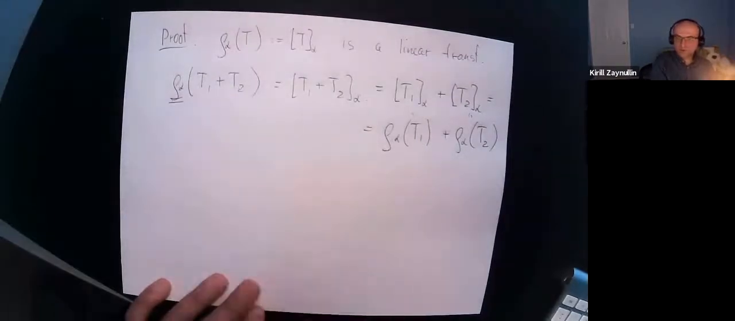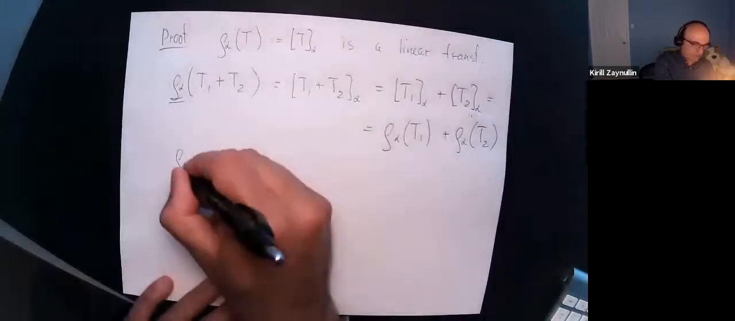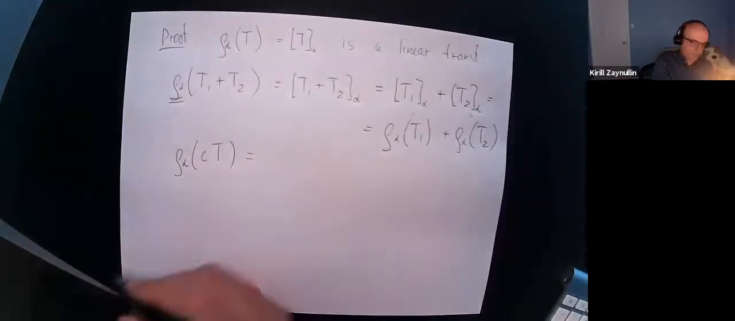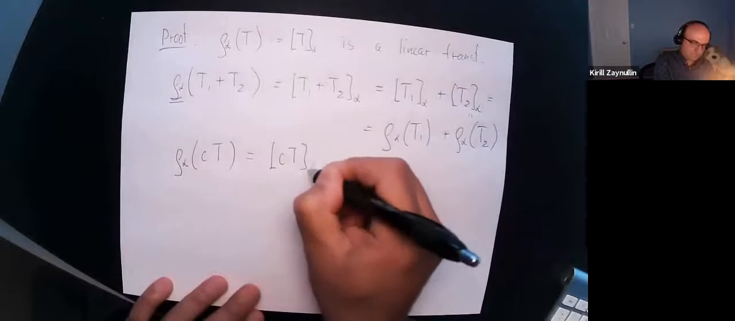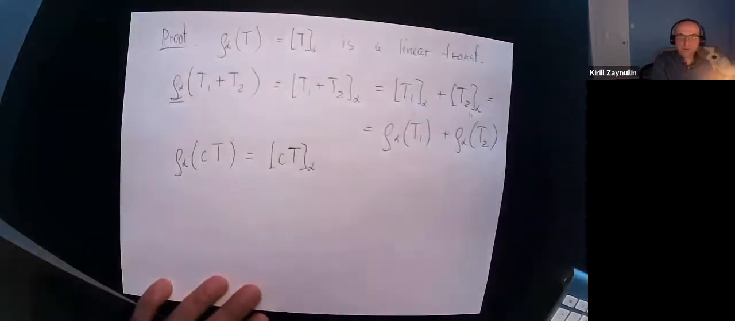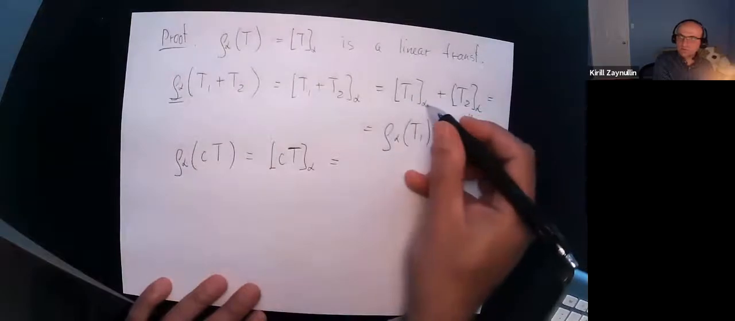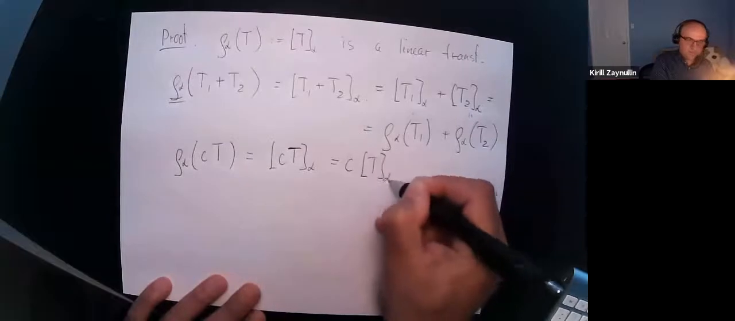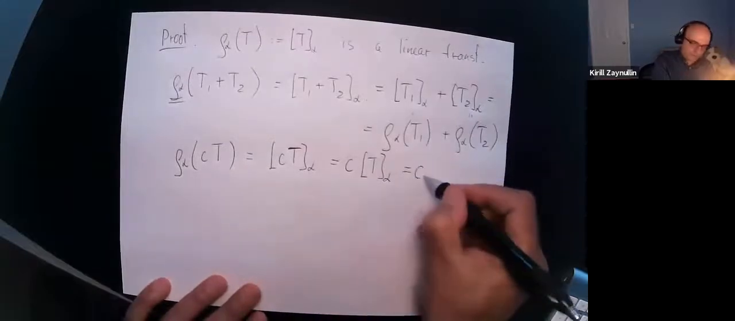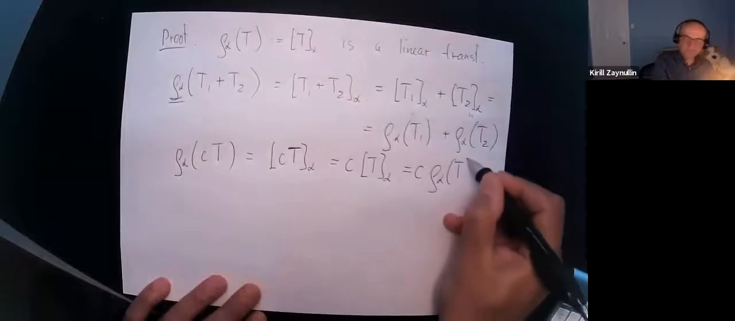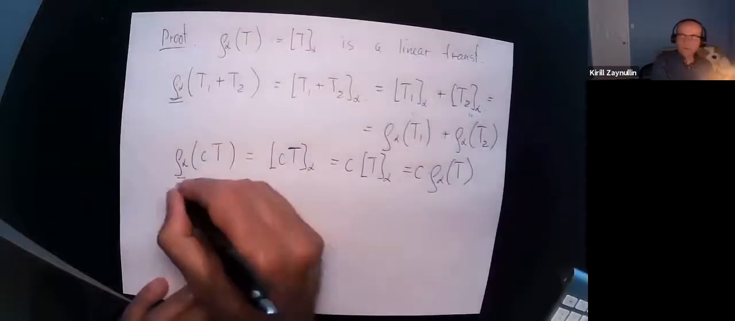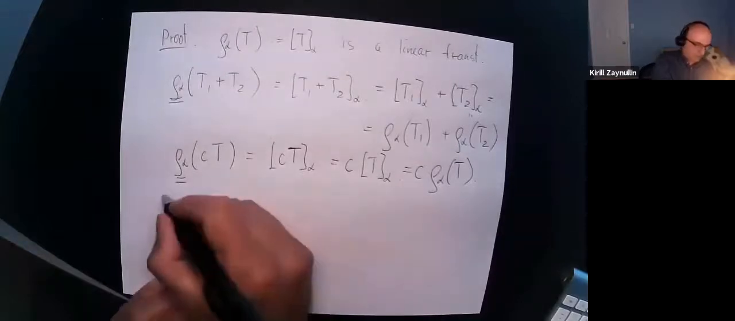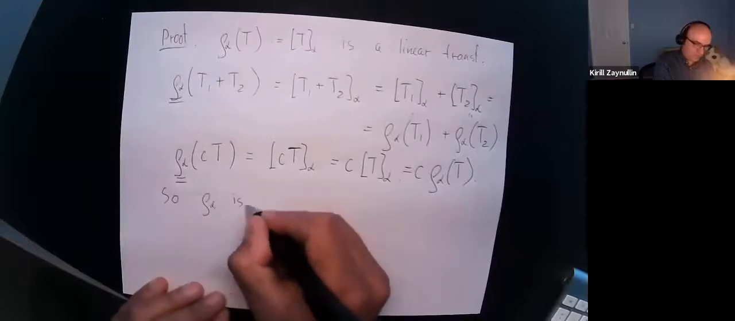And a similar story holds for the scalar multiple. So rho alpha applied to cT, by the very definition, is the transformation matrix of cT. Again, we can use a property of the transformation matrices, because this is just c times the transformation matrix of T, and so this is c times rho alpha of T. So our map preserves the scalar multiplication. So rho alpha is a linear transformation.